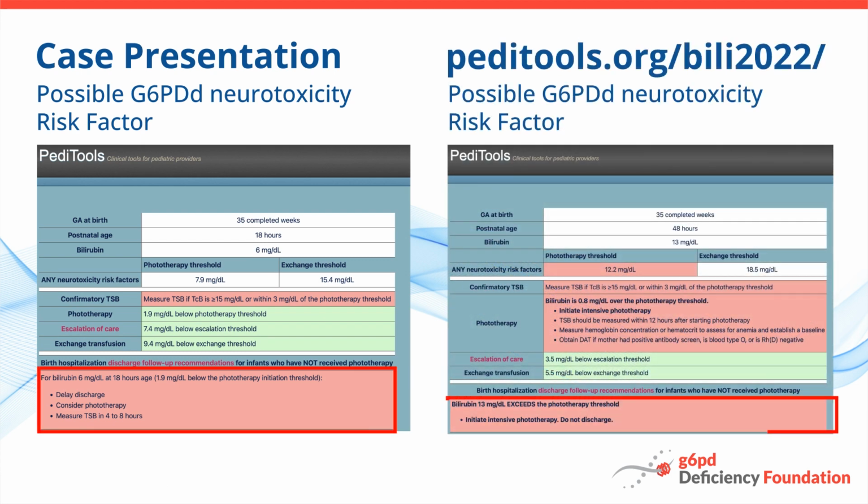Use of PediTools to evaluate a neonate with one or more neurotoxicity risk factors reveals a course of treatment different than that recommended for the infant without any risk factors. Specifically, the bilirubin level at which phototherapy should be initiated for the neonate with at least one risk factor is lower than that recommended for the neonate born without any risk factors. Based on his gestational age in hours, bilirubin level, and potential neurotoxicity risk factor, phototherapy should be started and his bilirubin levels monitored closely.